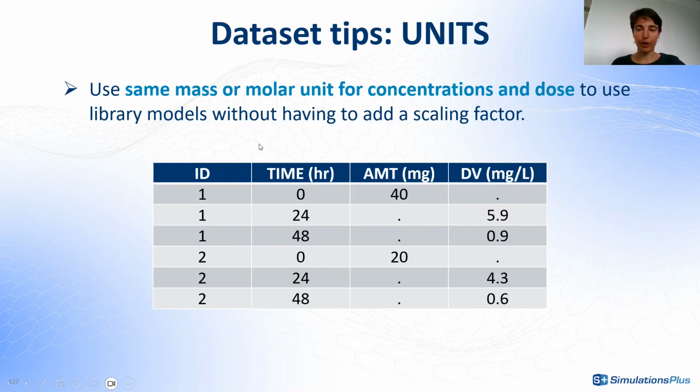In terms of units, as you have seen, we don't really have a scaling factor as we have in Nonmem. You can add it by yourself in the model, but it would need you to edit the model, and that can be a bit cumbersome if you want to try many different models. So it's better to have the same units for amount and DV in your dataset, such that you can use the library models directly without having to edit to add the scaling factor.